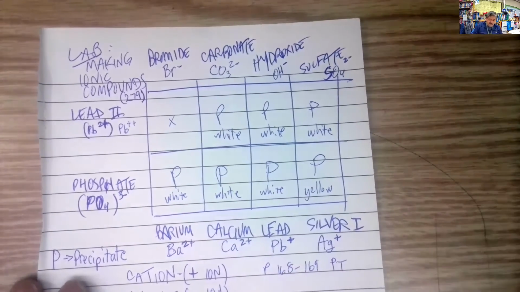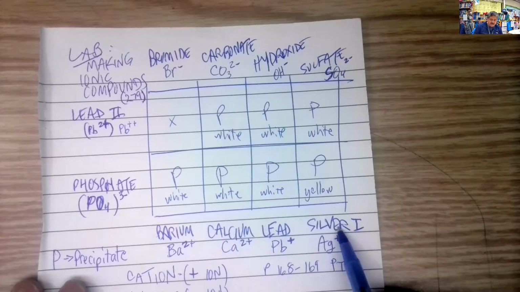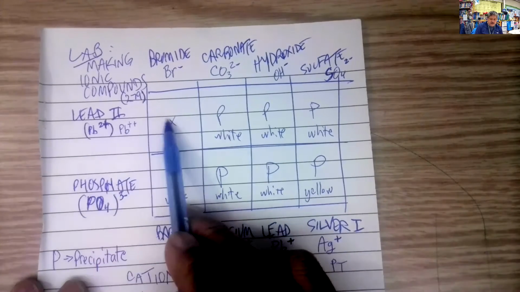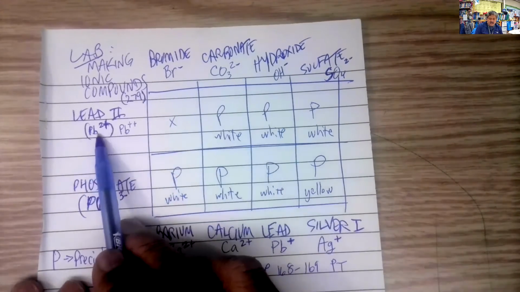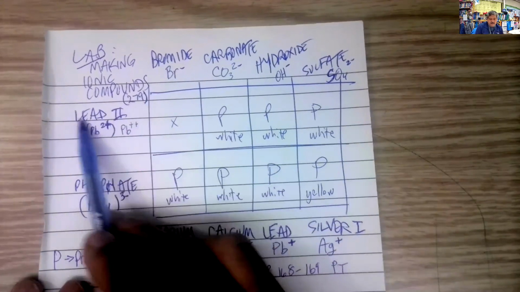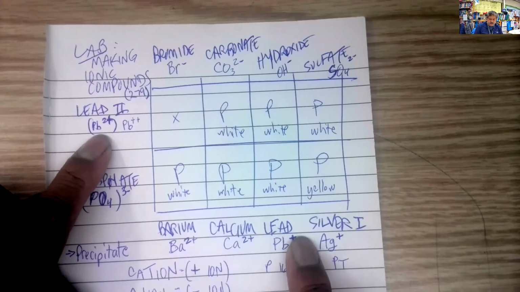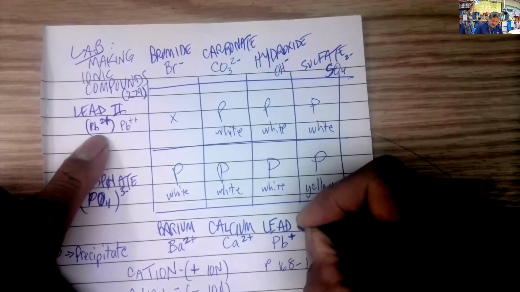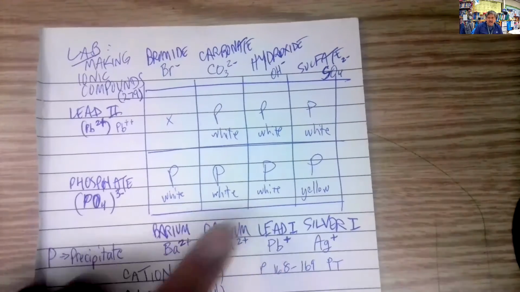But if you have one of these, you've got to put it in there. So it's silver 1 phosphate. It's lead 2 bromide, lead 2 carbonate, lead 2 hydroxide, lead 2 sulfate. That's because there are different forms of lead. You can even see them here. Here's lead 2 and here's lead 1. Oh, and I forgot to write, so this one will be lead 1 phosphate.